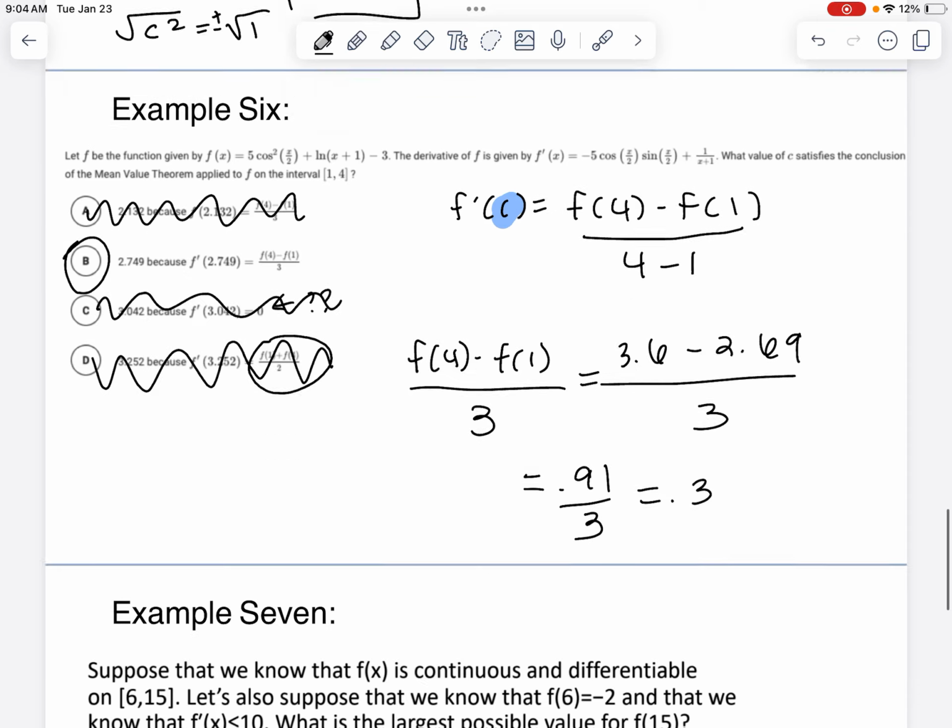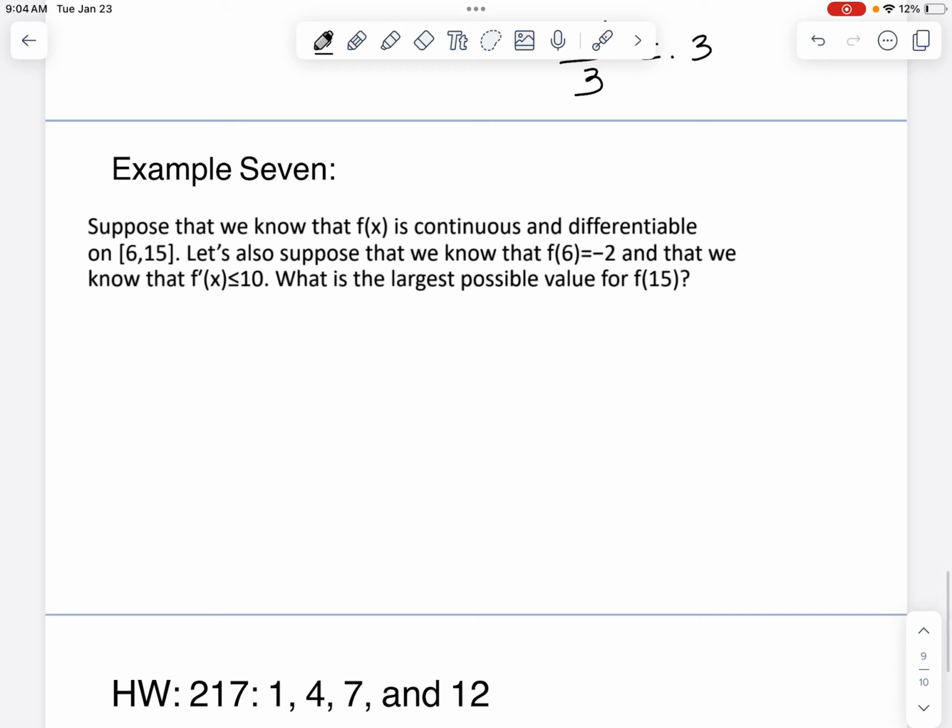One more, and then we're done. Okay, this one's kind of a trickier one, but it's fun. So suppose that we know that f of x is continuous and differentiable on [6, 15]. So just based on that information, you can use the mean value theorem. That is a big clue. If you get those two pieces of information, that's a big clue that you could use the mean value theorem. Let's also suppose that we know f of 6 equals negative 2, and that we know that f prime of x is less than or equal to 10. What's the largest possible value for f of 15?